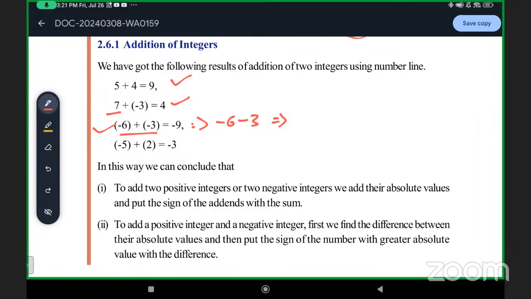So now I have minus minus in this step. We'll do addition. So 9. And the bigger number is 6. What's its sign? Minus. So we'll put minus. That's why minus 9. Then minus 5 plus 2, minus plus. So we will subtract. 5 minus 2 is 3. Bigger number is 5. So its sign is minus. So minus 3.